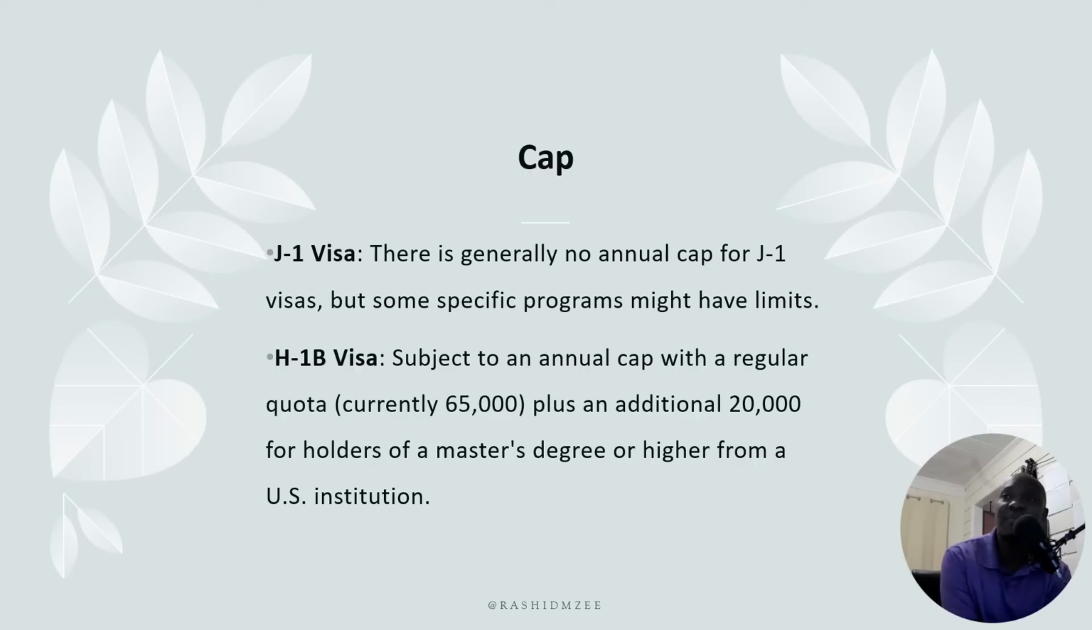The annual cap is currently at about 65,000, and an additional 20,000 for master's degree holders or higher. So if you have a master's degree, usually you have more chances because you are in the pool of 65,000 and an additional 20,000. Okay, so master's, PhD, and all that, they all fall under the H1B visa cap.